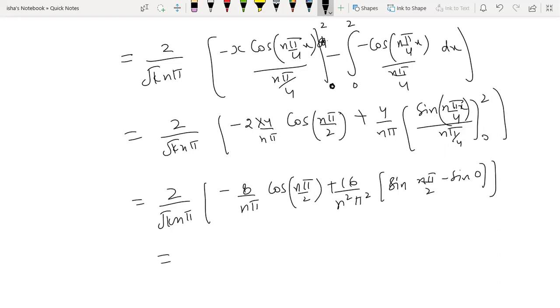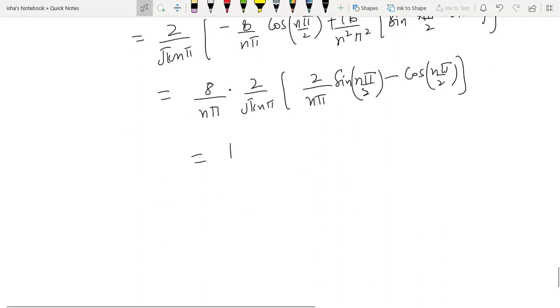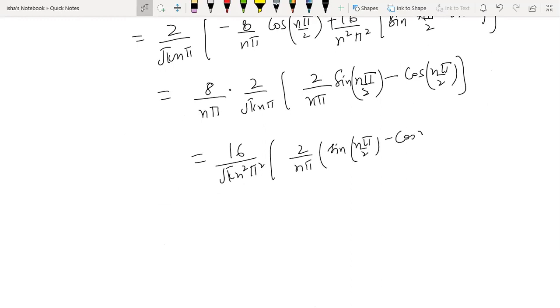What you can do is take this 8 by n pi common, and this 2 by square root k n pi is already there. So this will be 2 by n pi into sine n pi by 2 minus cos n pi by 2. So this is basically your answer: 16 by square root k n square pi square times 2 by n pi sine n pi by 2 minus cos n pi by 2. So this is the value of Bn which you computed.